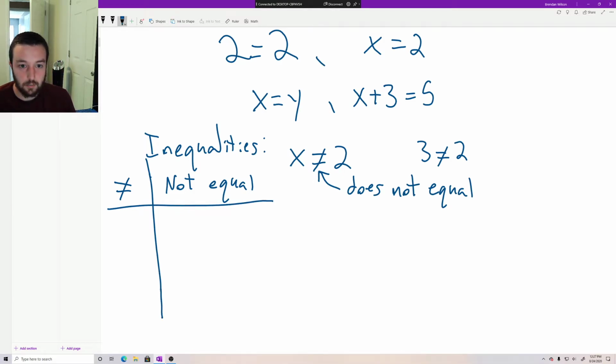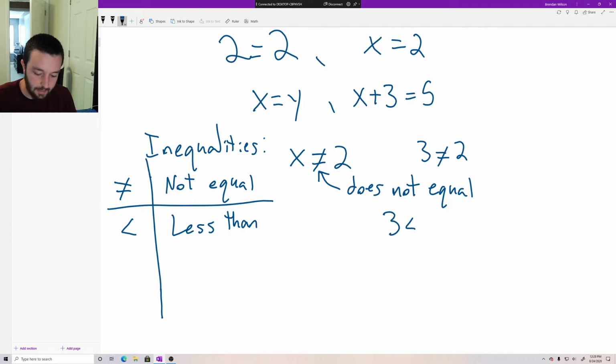Some other ones that you might have seen before. We have less than. Less than. Okay. So 3 is less than 5. So this is relating to quantities by their size. And it's saying that the left one is smaller than the right one. And we read it as 3 is less than 5.